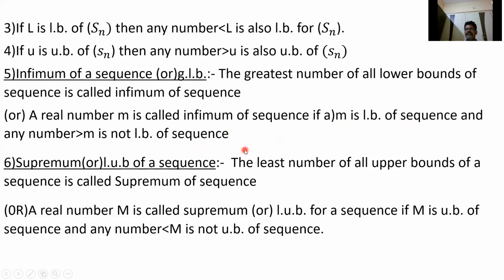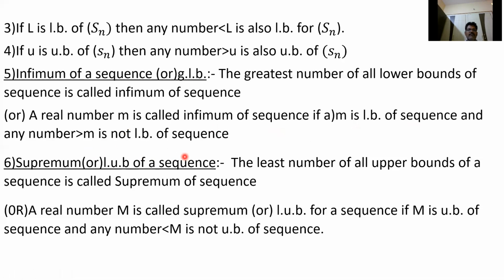So when you say M is called the infimum, or greatest lower bound, GLB, of a sequence Sn, it means M is a lower bound of the sequence Sn, and any number greater than M is not a lower bound of the sequence. Because M is the greatest lower bound, any number greater than M is not a lower bound.